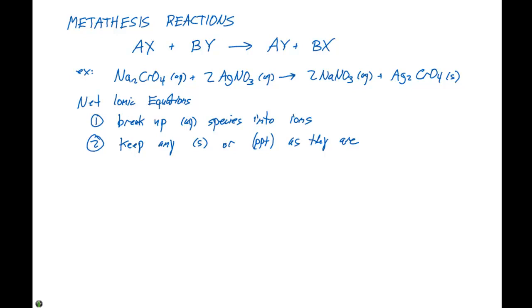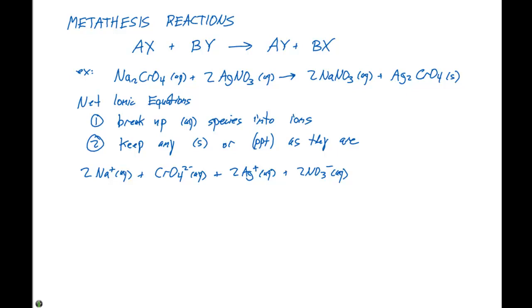So let's use the example given above. When sodium chromate breaks down in solution and forms ions, it's going to give us 2 Na+ ions in aqueous solution, plus 1 CrO4 2- ion in solution. The silver nitrate is going to break down into 2 Ag+ ions in solution, plus 2 NO3- ions in solution. So these are all our reactants, and these are the ions in aqueous solution.